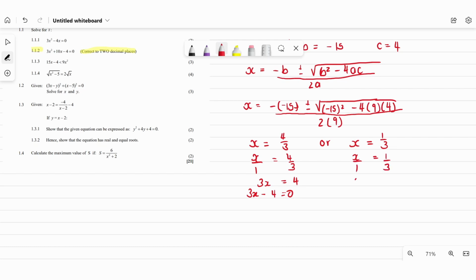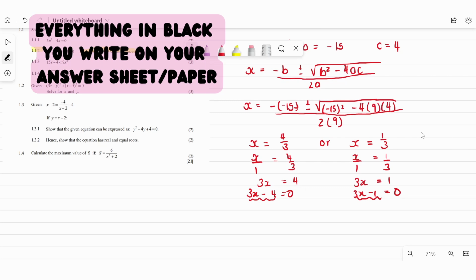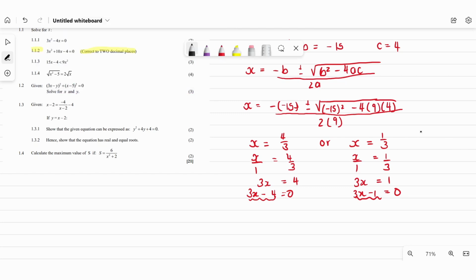Cross multiply is going to give you 3x is equals to 1. Therefore, it's going to be 3x minus 1 is equals to 0. So these are your 2 brackets. The thing that I'm going to write in black now are your 2 brackets. So you're going to basically say what? Since you took everything to the other side, this side is going to change, and it's going to be 2 brackets, which is this one. This one is the first bracket, and this one is the second one.